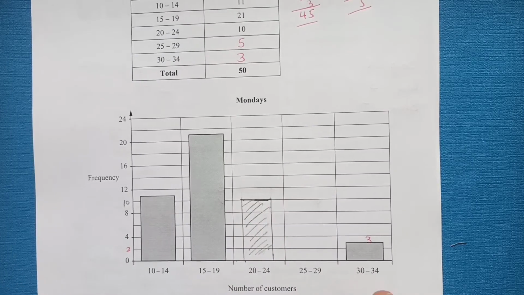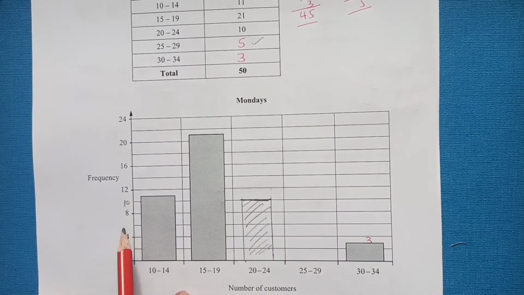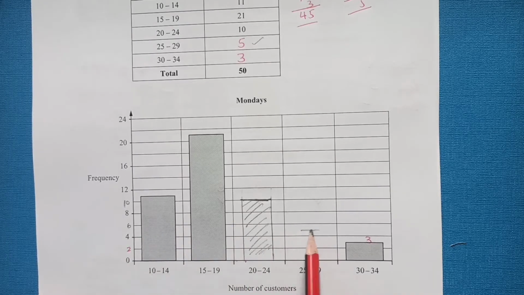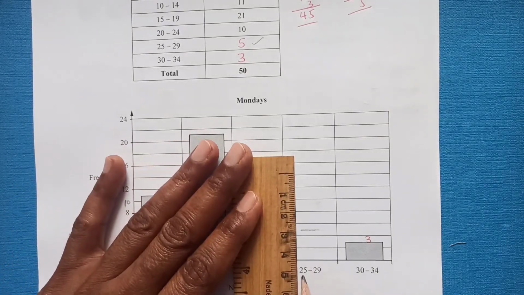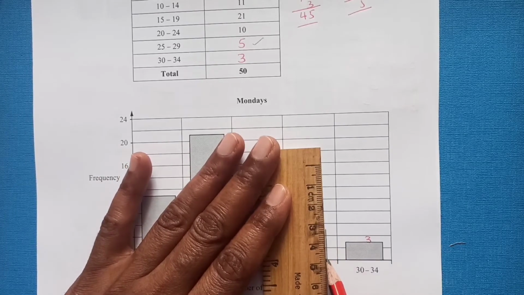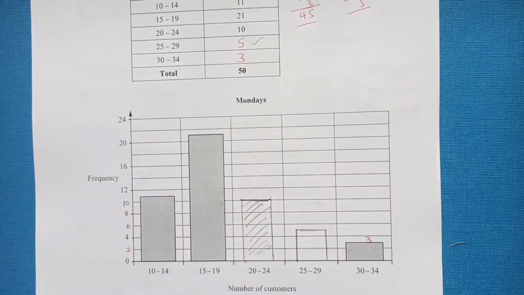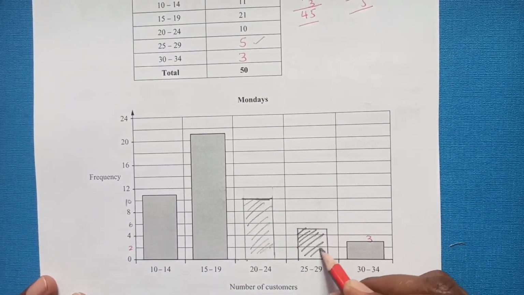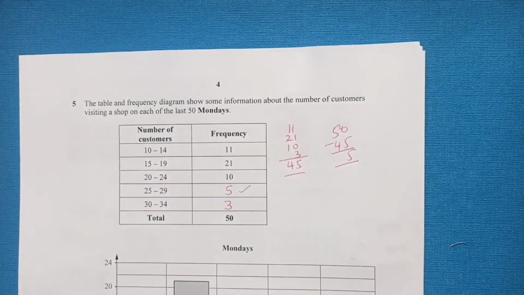Right. Next is 25 to 29. It is 5. So 5 is here. Then 4, this is 6, and in the middle here, somewhere here. So this will be 5. So we can have 5 up to this. Like this. You just join it and we can shade this one. Right, so that's it for number 5. Let's move to the next question.